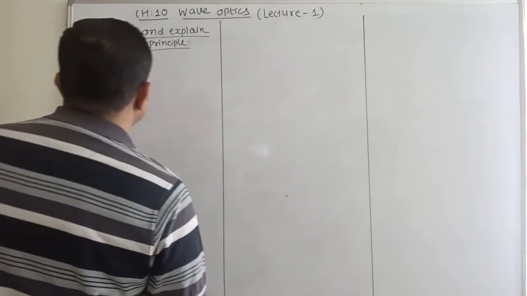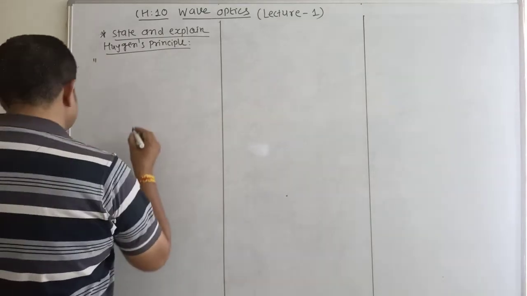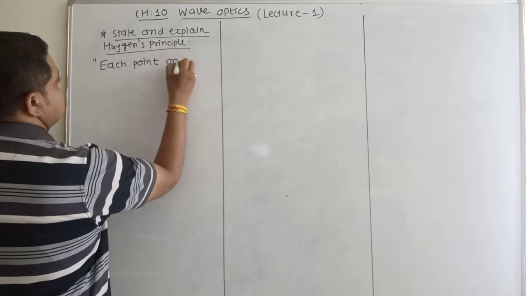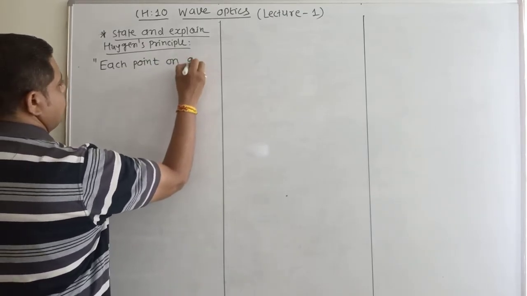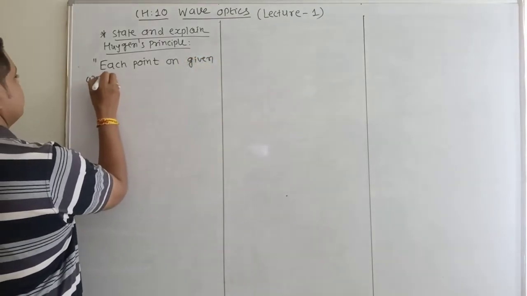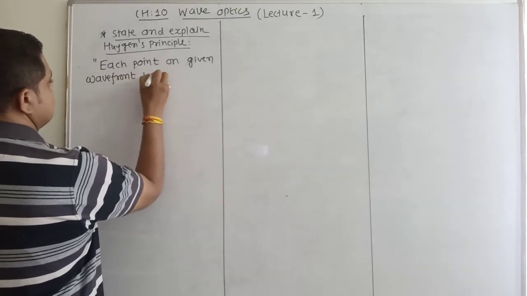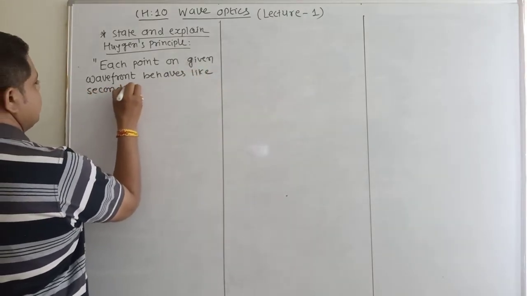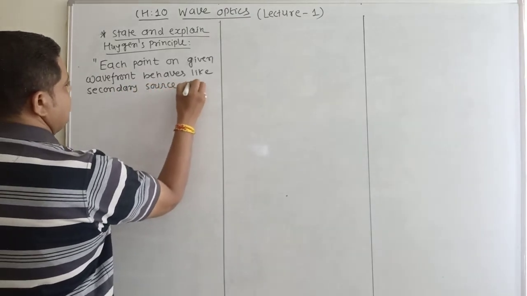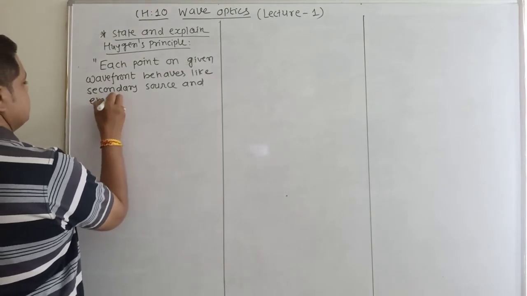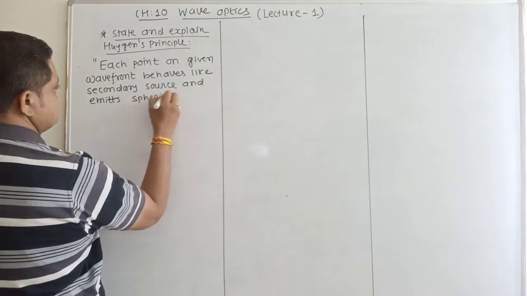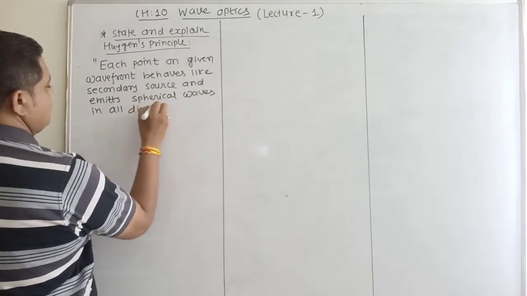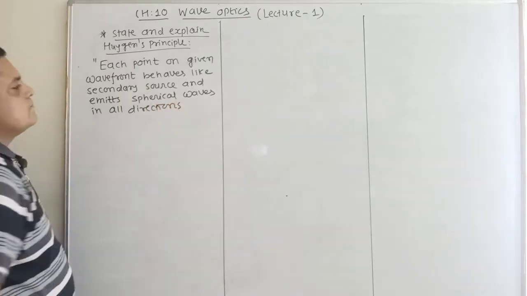Now let's discuss Huygens principle. So what is Huygens principle? Each point on a given wavefront behaves like a secondary source and emits spherical waves in all directions. Clear?